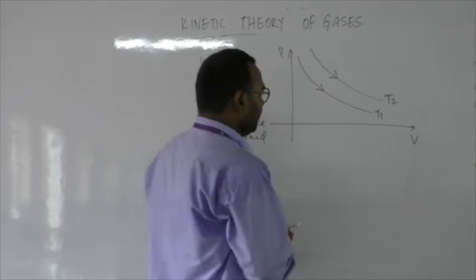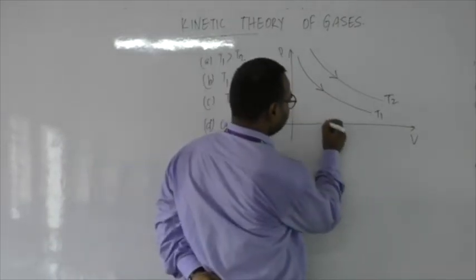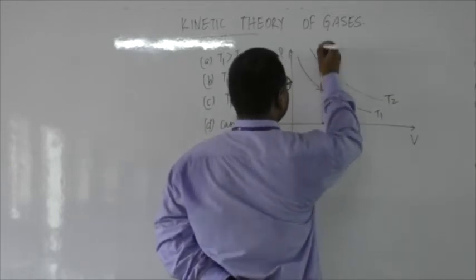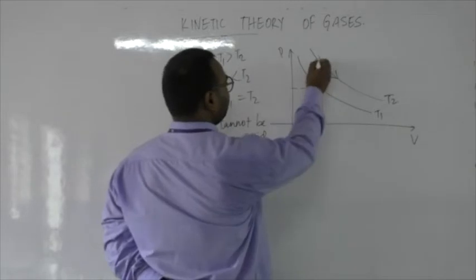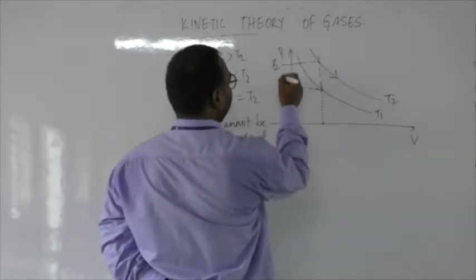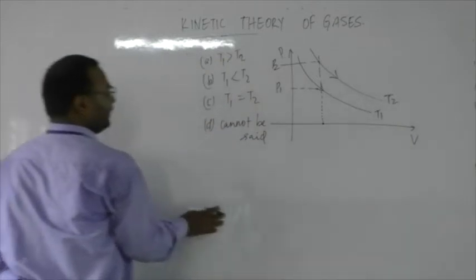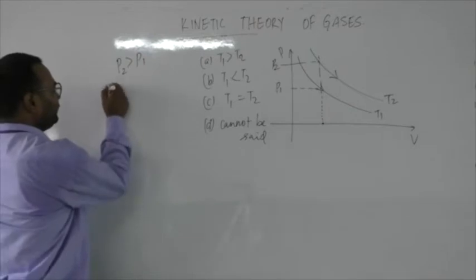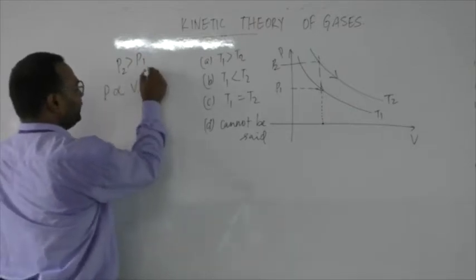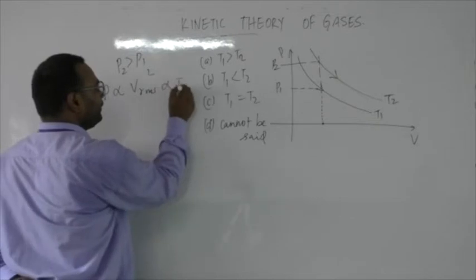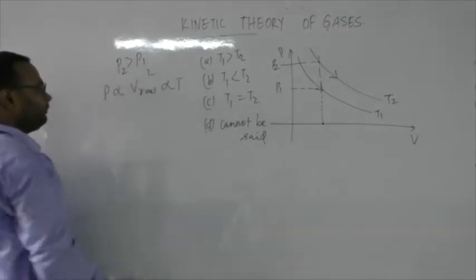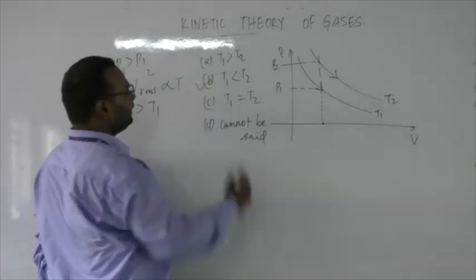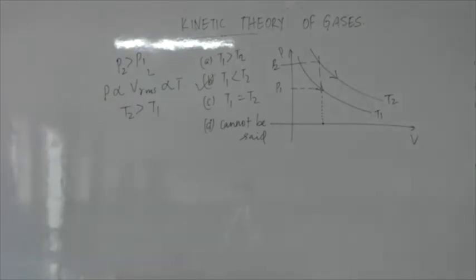Okay, now how to use this? Choose any one volume, say this mark, and at constant volume read the pressures, say here and here. This is P2, say, and this is P1. Clearly at constant volume P2 is more than P1, and you know that P is proportional to VRMS square, and that VRMS square is proportional to T. That means if P2 is more than P1, then T2 will be more than T1. That means T1 is less than T2. So this is the option.